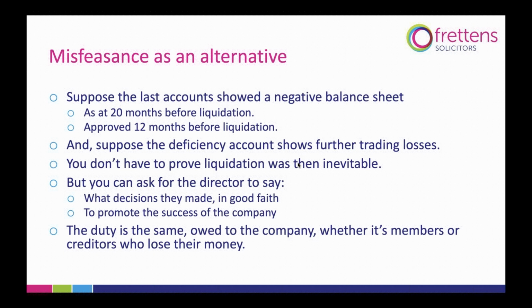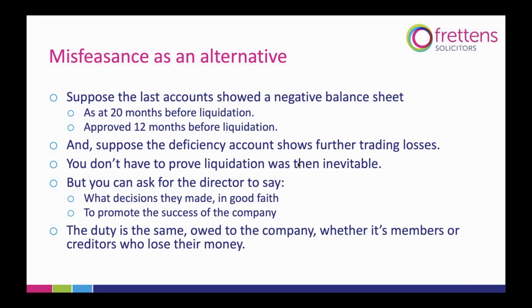So if you're looking at a fairly typical case where you've got a balance sheet, the last one that you can depend upon was put together nearly 2 years before the liquidation, and it was approved a year before the liquidation, but it showed that the company was then upside down. And your deficiency account shows that there were further trading losses from the balance sheet date to when the company went into liquidation.